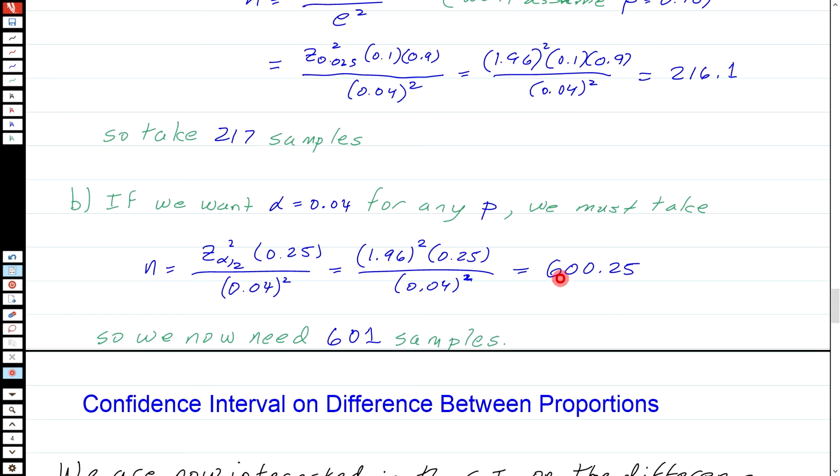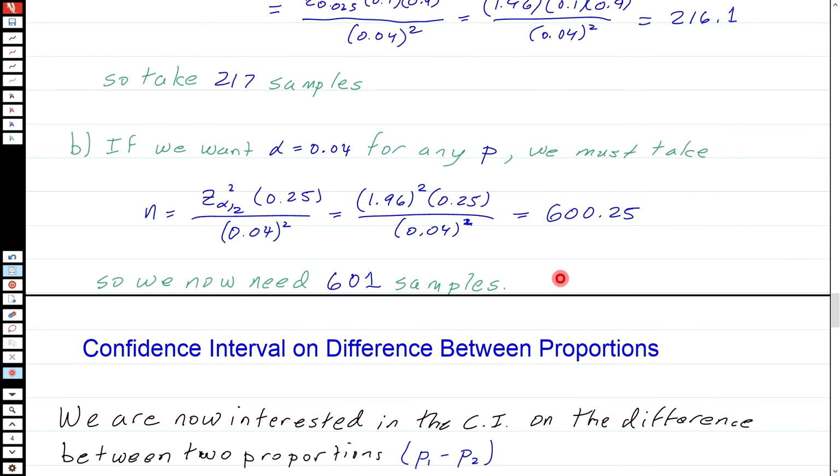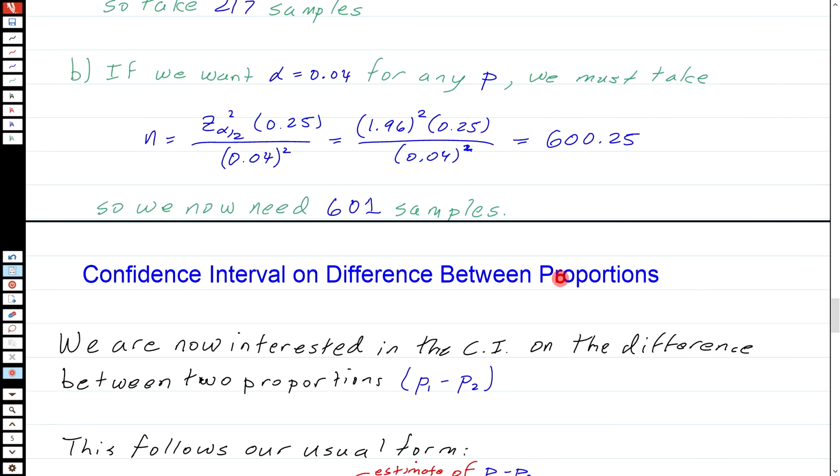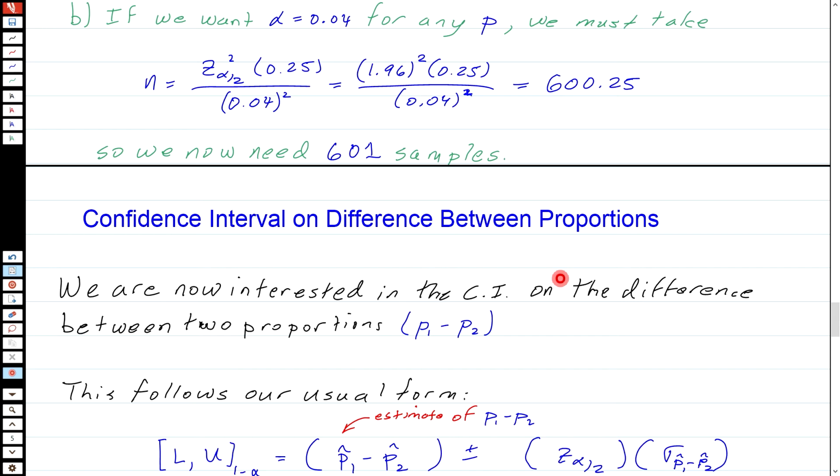Okay, then that's confidence intervals on proportions. We can also talk about confidence intervals on differences between proportions, just as we did for confidence intervals on differences between means. So we're now interested in the confidence interval on P1 minus P2. Basically we could ask, has the proportion of Canadians who are going to vote for a particular party changed as a result of something that happened? So the proportion before that thing would be P1 and the proportion after it would be P2, and we're checking to see if there's been a change.